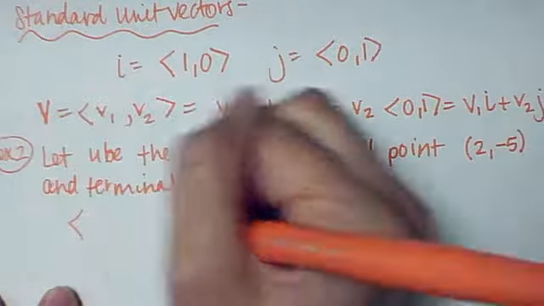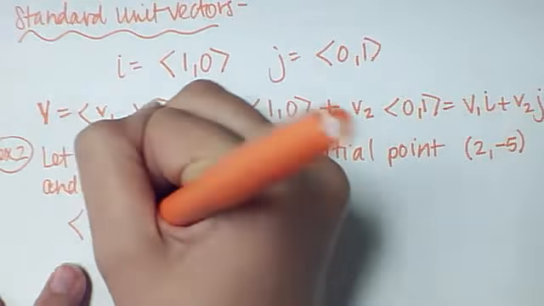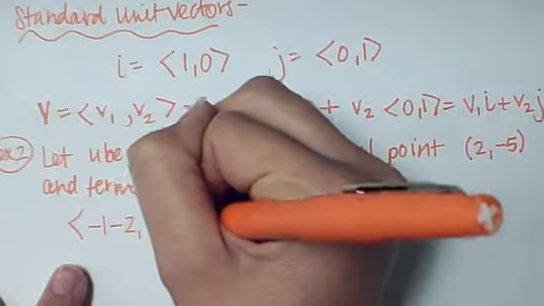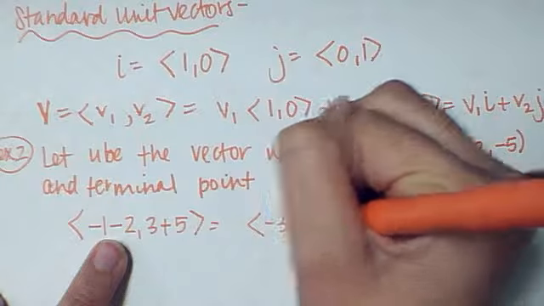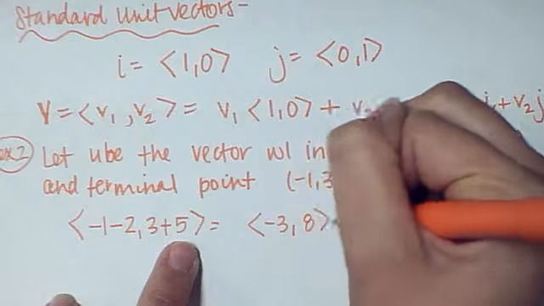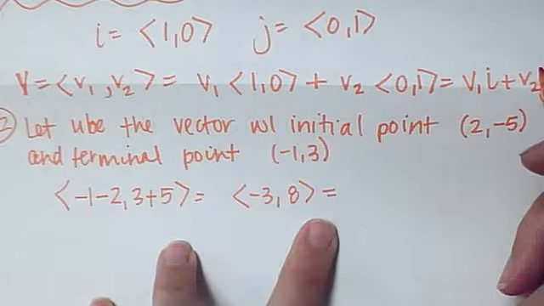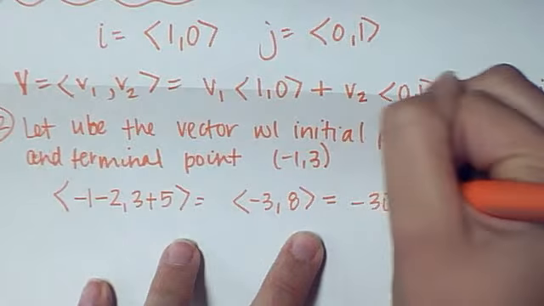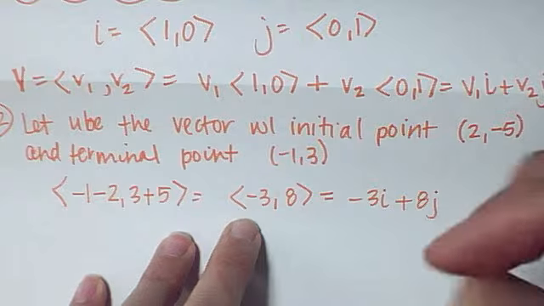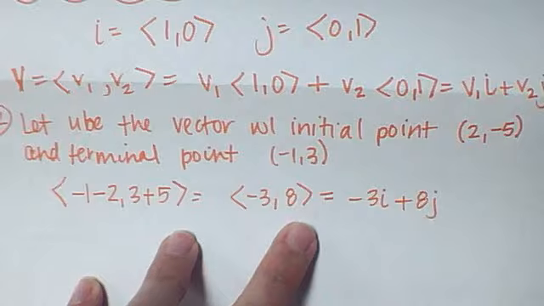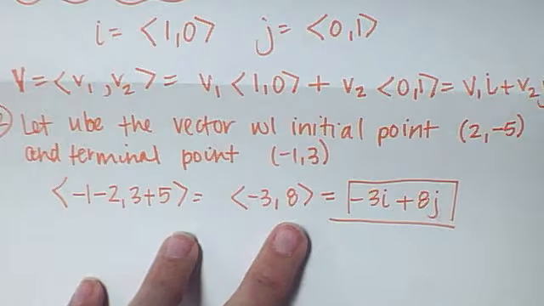To find component form, I'm going to do my terminal point minus my initial point, -1 minus 2, and then 3 minus -5, which becomes plus. -1 minus 2 is -3, and 3 plus 5 is 8. To write that in terms of the standard unit vectors, I get rid of the brackets and write it as -3i plus 8j. What used to be my x component goes with i, and what used to be my y component goes with j. I get rid of my parentheses or brackets, and we are good to go from there.